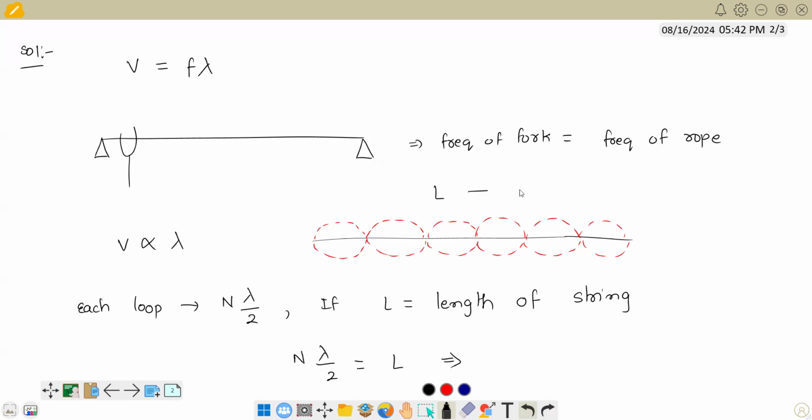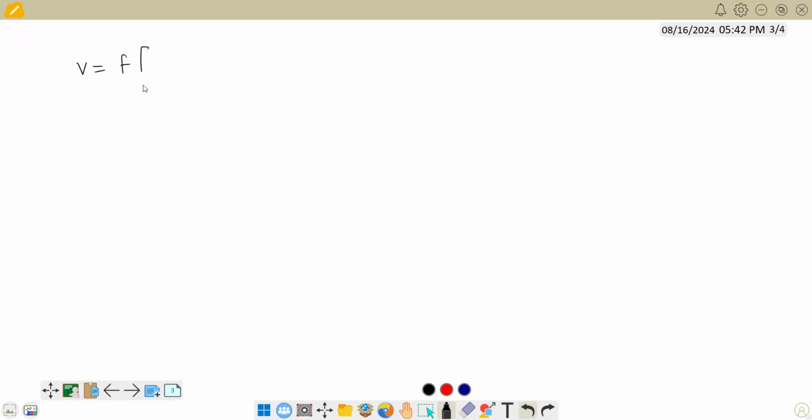That is, L is the length of the string. Let us assume there are n loops here. So n into lambda by 2 equals to L. So we can write lambda equals to 2L by n. So let us try to substitute in that previous formula. We get V equals to F into 2L by n, where n refers to number of loops, L refers to length of the string. And V, we know in a string, the velocity is equals to root T by mu. T is the tension. So root T by mu equals F into 2L by n.